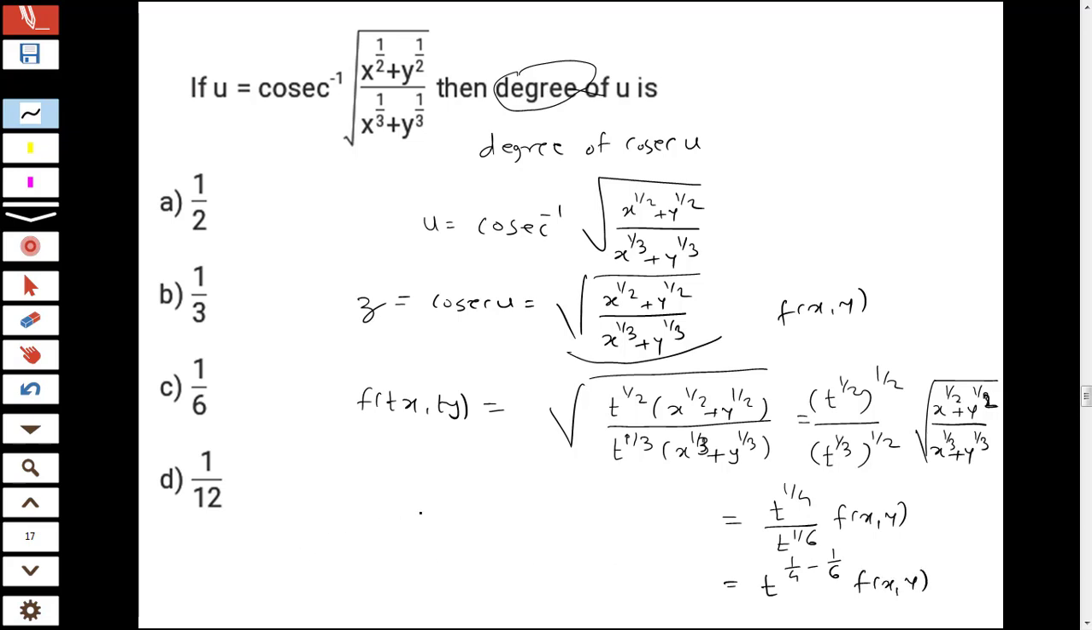You just have to simplify this. So it is t raised to 2 by 24 into f of xy. This is our f of tx ty. And further simplification is t raised to 1 upon 12 f of xy. So it is in the form of t raised to n f of xy, n is 1 upon 12. So it is homogeneous with degree 1 by 12. So with the correction that it is not degree of u, it is degree of cosec u, or you may call that cosec u as z.